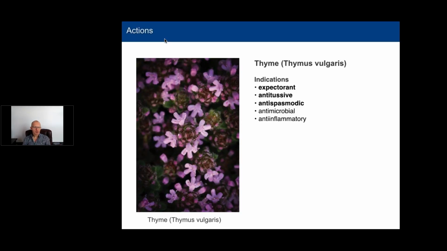So usually I think of peppermint as being a good herb for digestive cramping, and I think of thyme as being a good herb for respiratory cramping. You could use them interchangeably for either system, but I find this has, according to the old herbal textbooks, a good affinity for the respiratory tract.